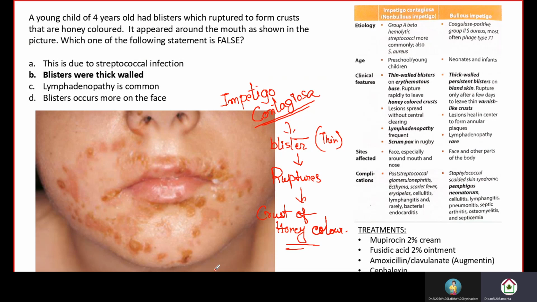So impetigo can be of two types. One is bullous impetigo, and another is non-bullous impetigo. So non-bullous impetigo is also called impetigo contagiosa.